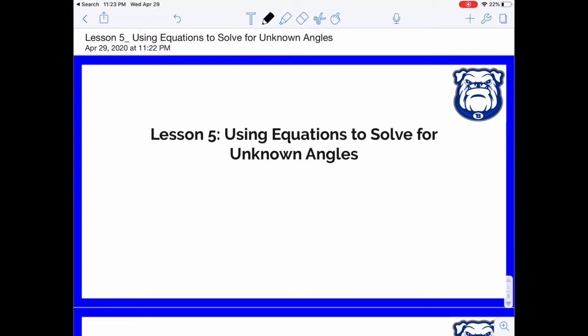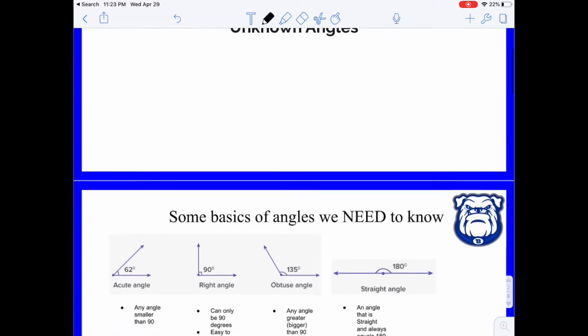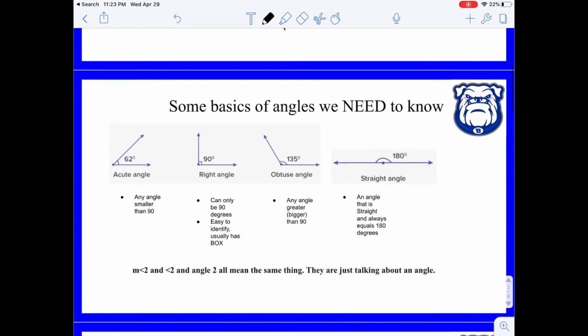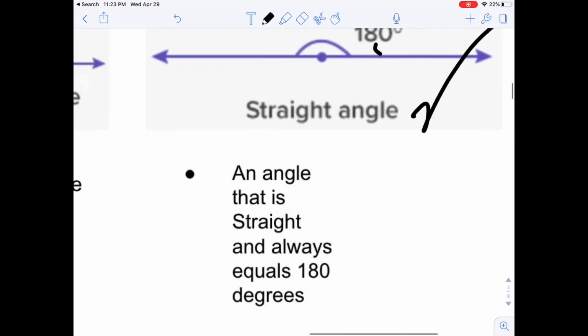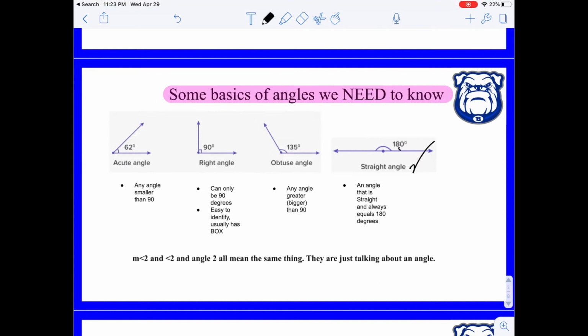So, here it is, lesson 5, using equations to solve for unknown angles. Some basics of angles that we need to know. If you are not looking at this, you need to start doing that because I have all the angles you need to know. Acute, right, obtuse, straight angle. Every time you see a straight line, that is a straight angle, okay? And it says an angle that is straight is always 180 degrees. A right angle is always 90, okay?